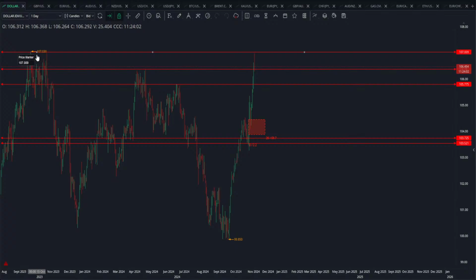This high is 107.03. Today's high is 106.96, which is just 4 pips short of the high made on 3rd of October 2023, or you can say last year.